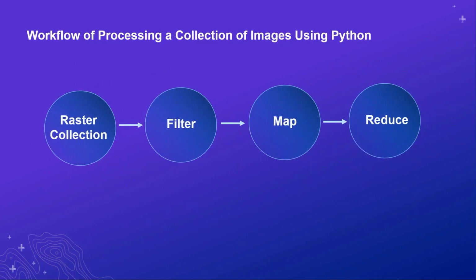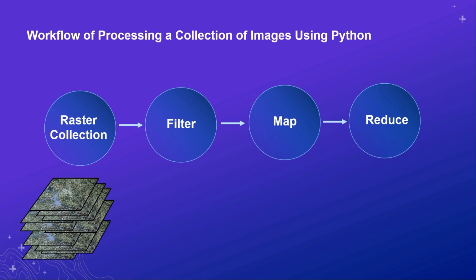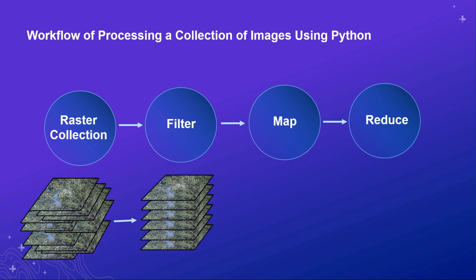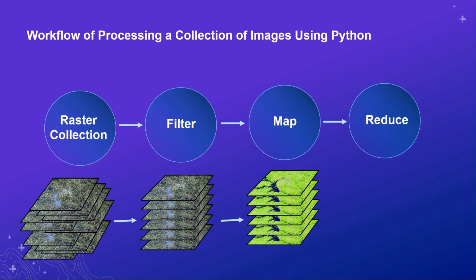So here is the ArcGIS workflow to work with a collection of images. You create a raster collection from your images, and then you filter the items, the images that fit your application. Then you use map to map a processing algorithm to each item in the collection. And then you reduce, by aggregating or summarizing the items into an analysis result.